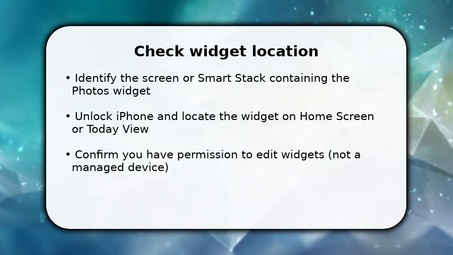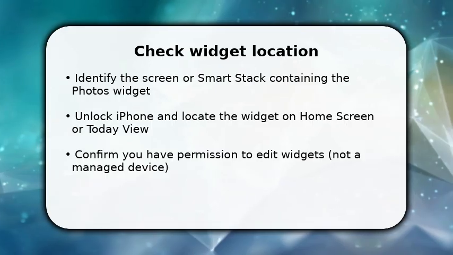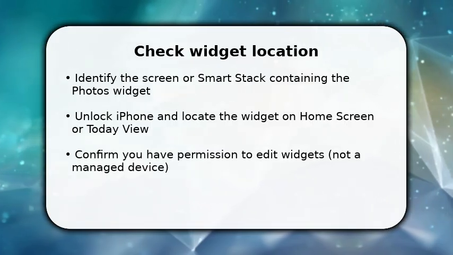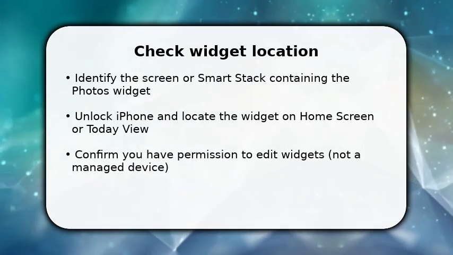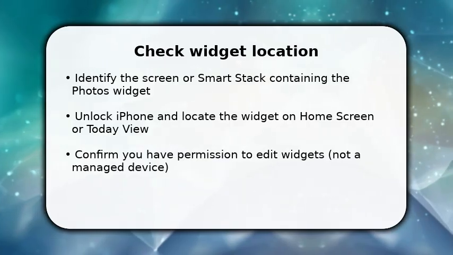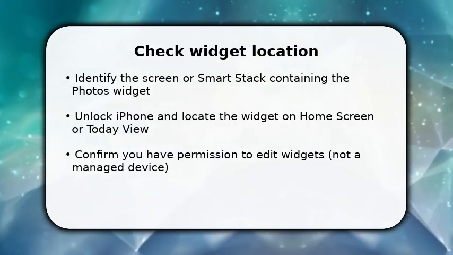This gives immediate options. If you don't see the menu, press and hold on an empty area to enter jiggle mode. These steps make sure you can edit layout and remove the widget without changing other app data.